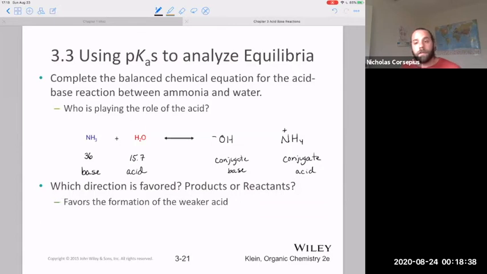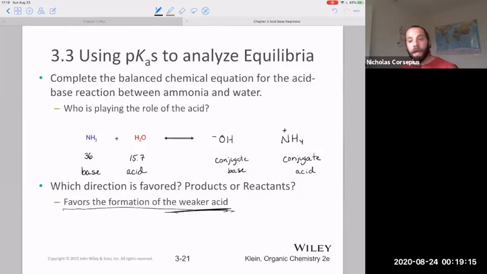Okay, so now the next question that we can answer with our pKa. First of all, we determined who's playing the role of the acid and who's playing the role of the base. We can use pKa to determine that. The next thing that we can answer is which direction this reaction favors. Does it favor the formation of products, or does it favor the reactants, meaning there aren't very many products formed? In order to do this, we have to consider the fact that acid-base reactions will favor the formation of the weaker acid.